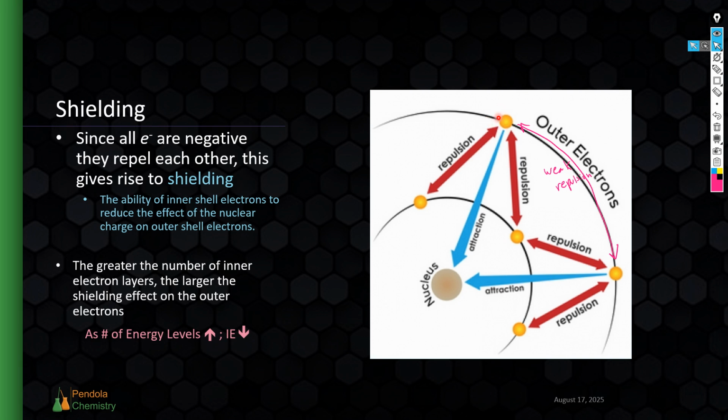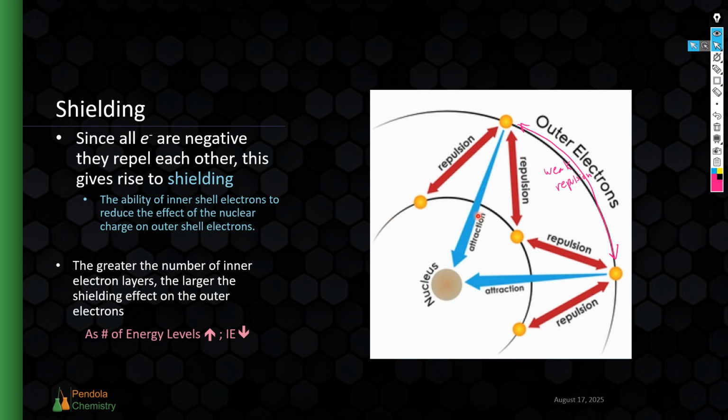That means that these electrons are stuck in a tug of war where they're attracted to the nucleus but repelled by the inner electrons. And so these outer electrons have a form of shielding. Shielding is the ability of the inner shell electrons or inner energy level electrons to reduce the effect of the nuclear charge attraction on outer shell electrons. Meaning that these electrons in the inner layer are acting like a shield for the attraction of the nucleus for those outer electrons. That's why we call it shielding.